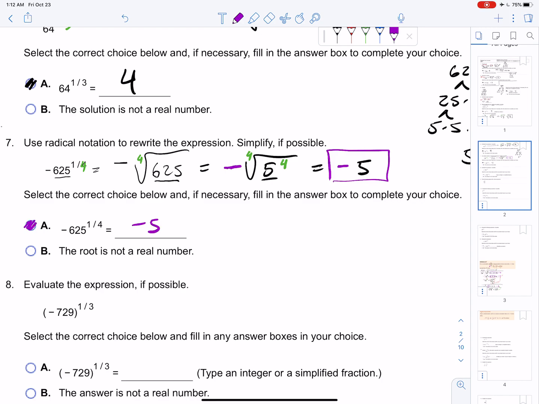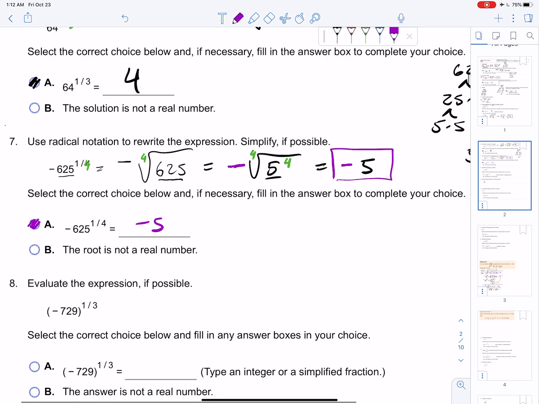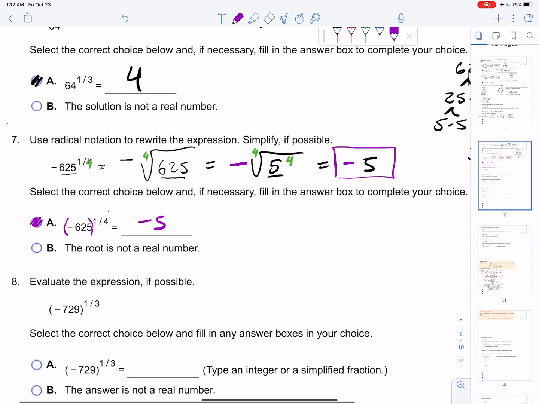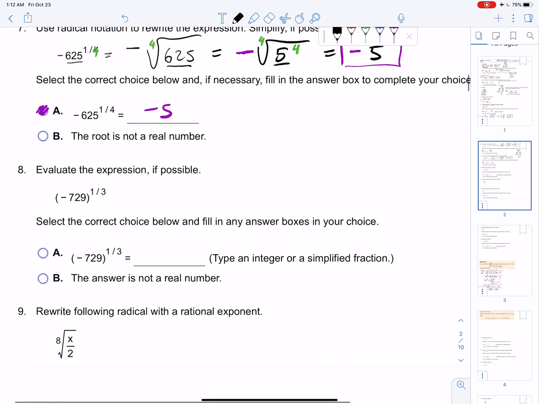Some people might be asking, what would happen if there were parentheses around that whole base, meaning now the base is negative 625? Well, a negative base of 625 and an even index is going to be not a real number. But because the parentheses were definitely not there in this problem, the base wasn't negative, so we were fine.